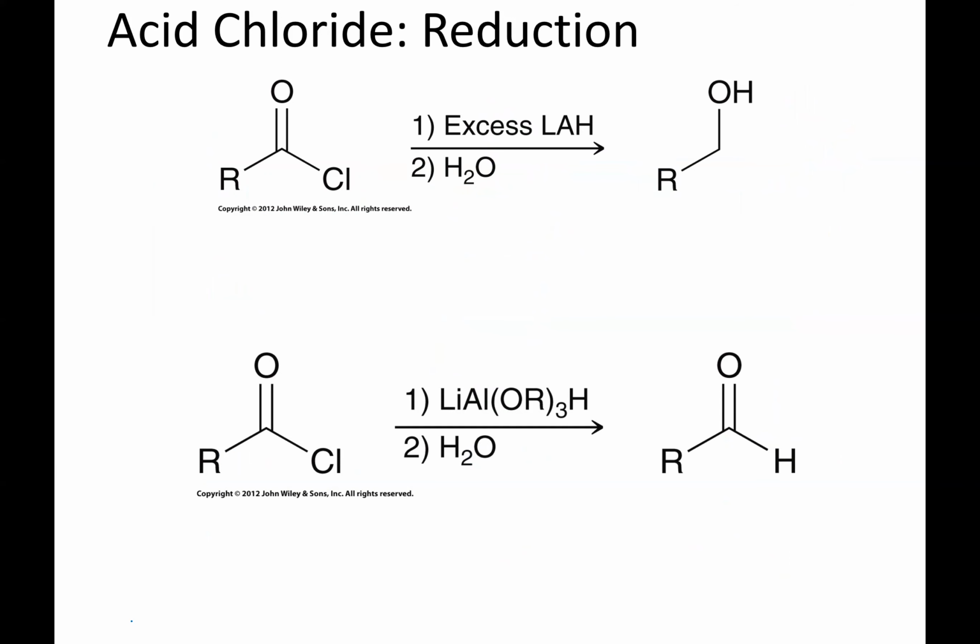Let's take a look at some reduction reactions. The acid chlorides can be reduced with excess LiAlH4. Remember, lithium aluminum hydride was our sledgehammer reducing agent. So it has lots of hydrides on there, lots of hydrides. Means, of course, it's a reducing reaction, and it will take the acid chloride and give us a primary alcohol.